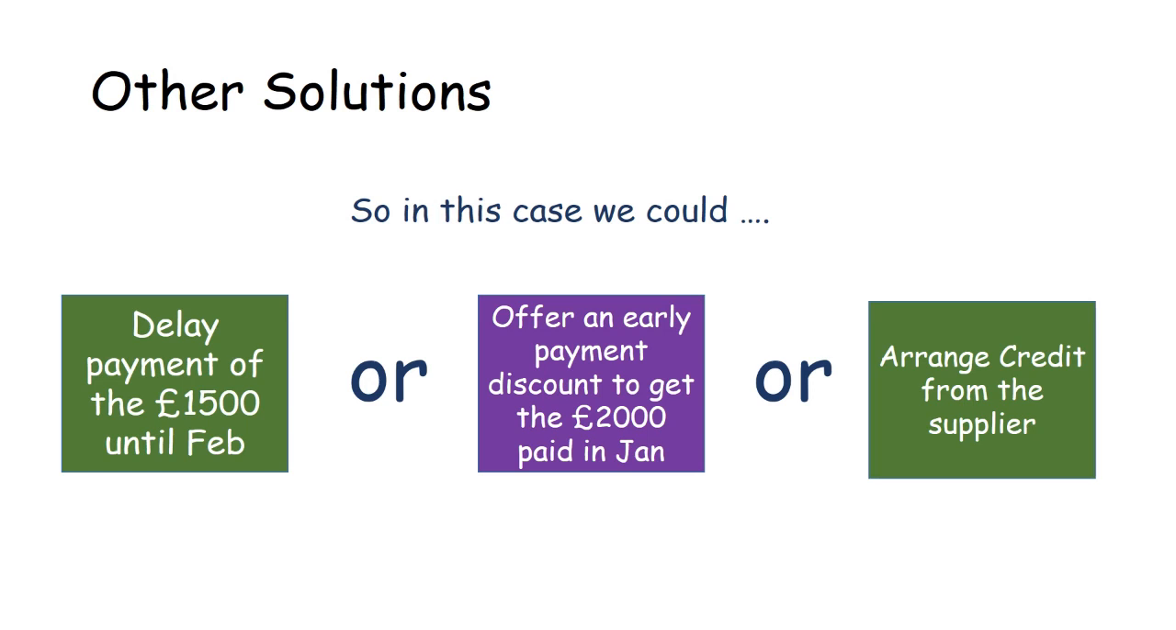Or of course I could just try and arrange some credit from my supplier. So rather than pay them in January, say give me 30 days, let me pay you in February. And that solves all my problems.